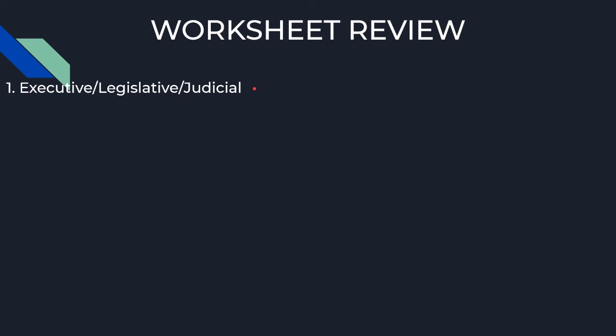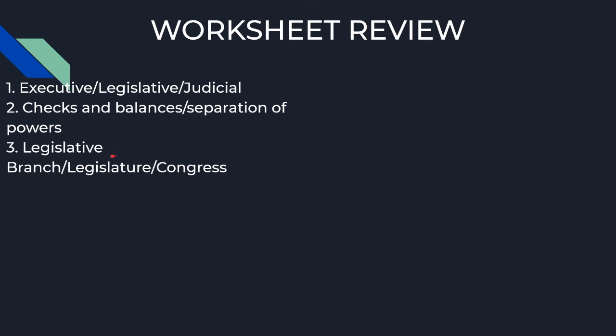Question 2, what stops one branch of government from becoming too powerful? That is the checks and balances or separation of powers. Again, either of these 2 are correct, you just need one of them. Number 3, who makes federal laws? That is the legislative branch, also known as the legislature or Congress.